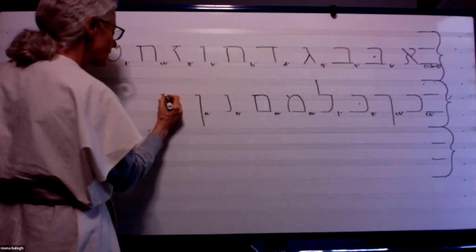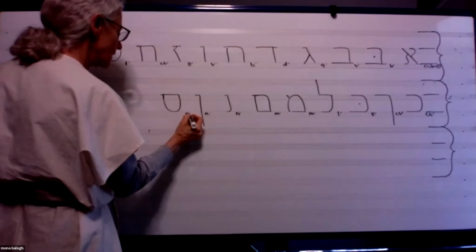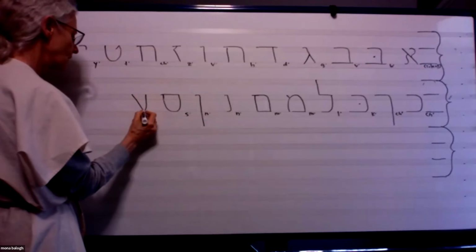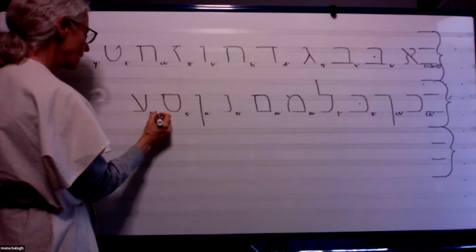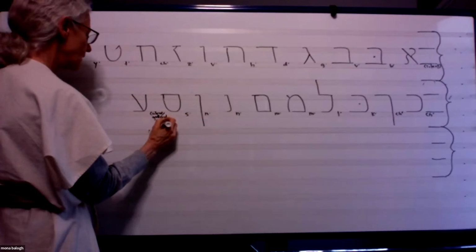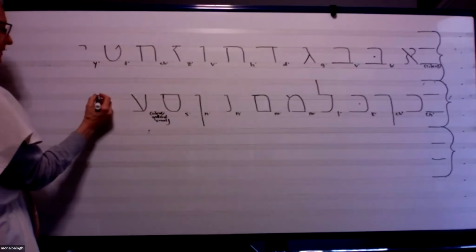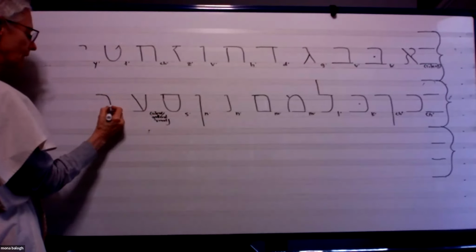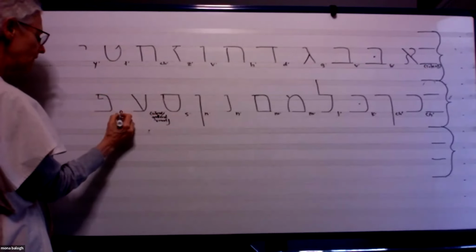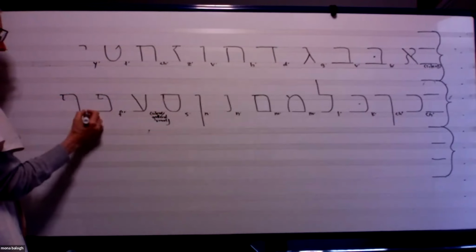Samech. S. Ayin, silent. Guttural, vowel. Fe, f. Fe sofit. F.